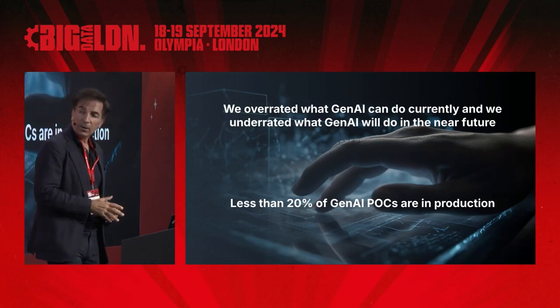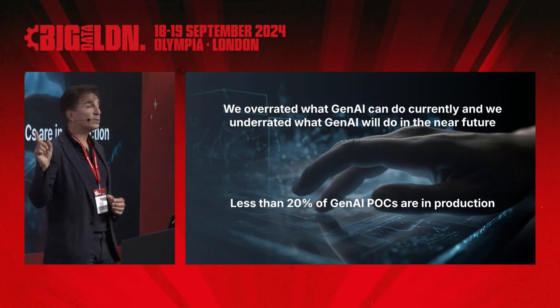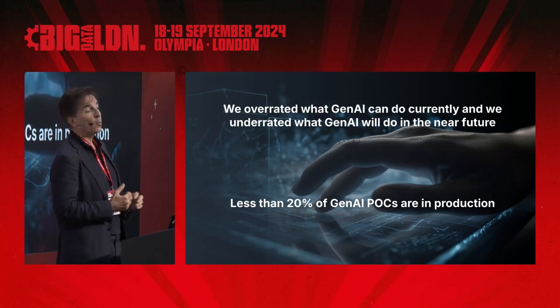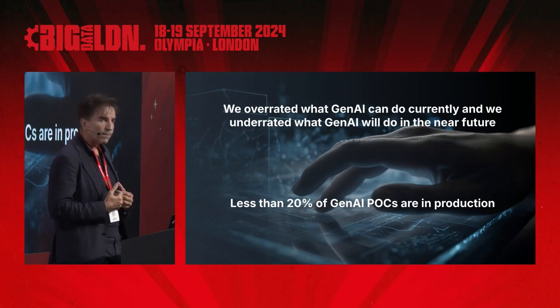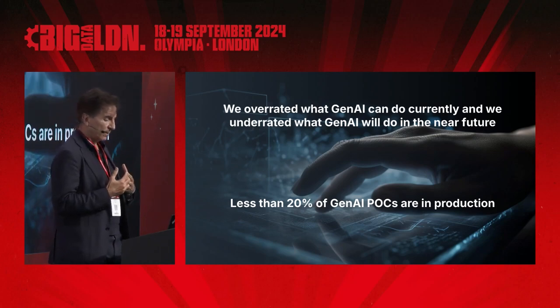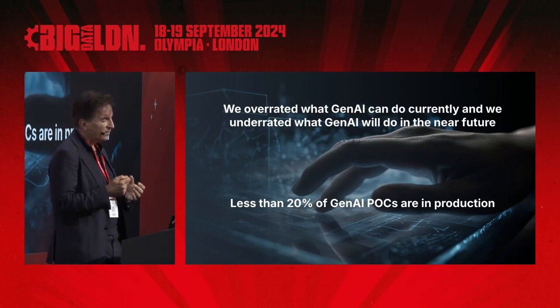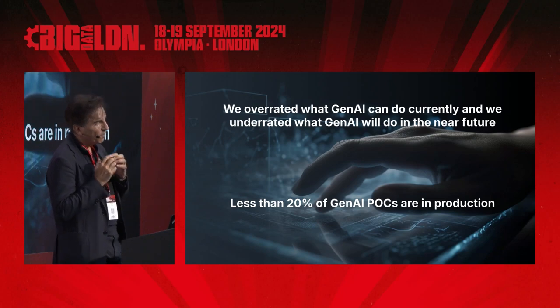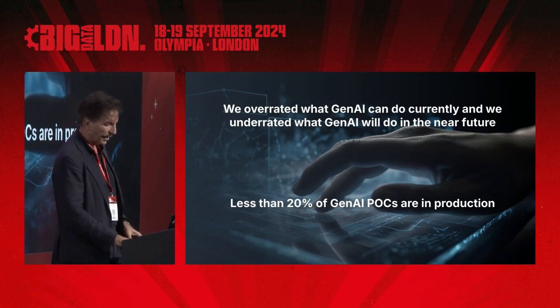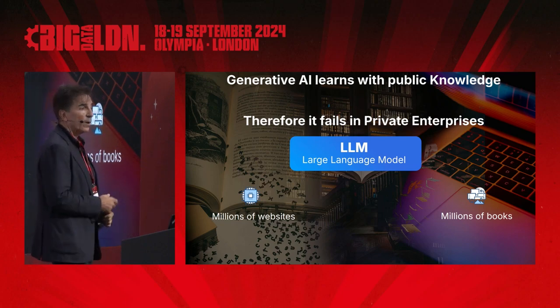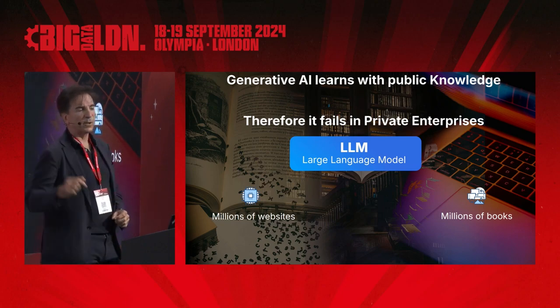Just to put an example, less than 20% of the POCs that we have made in 2023 are in production. Why? Because we overrate the capabilities of Gen AI right now, and we underrate or underestimate the possibilities and capabilities of Gen AI. I will try to explain this. Why is Gen AI failing? Why does Gen AI not work in your POCs?